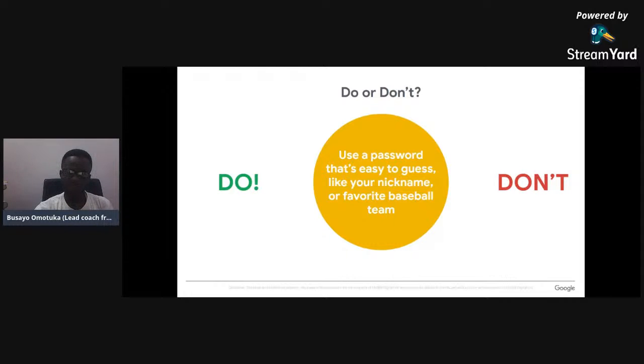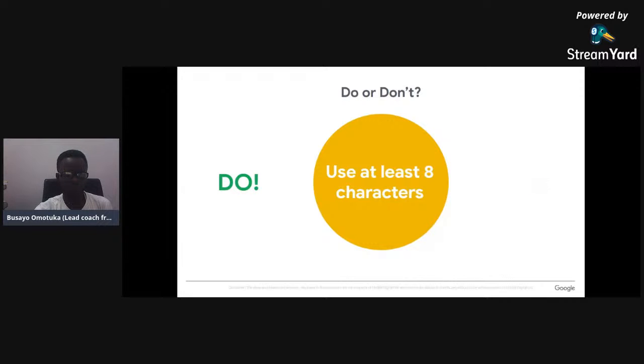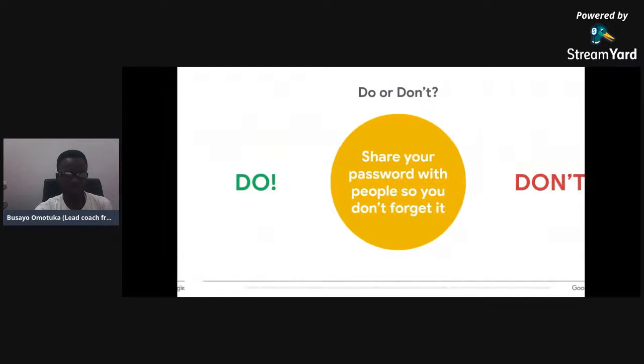Use a password that is easy to guess, like your nickname or favorite baseball team. Do or don't? Let's put our comments in the comment box. It's actually don't. You don't use a password that is easy to guess, like your nickname, because people can know your nickname and get access to your personal information. We're going to go past the samples we have so that we can go to the next topic.